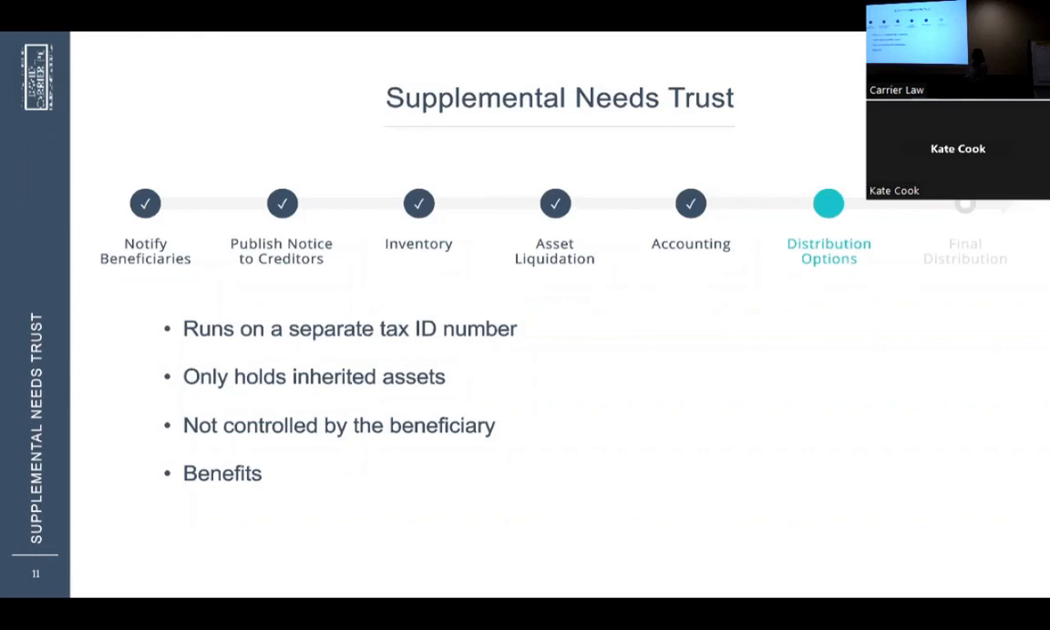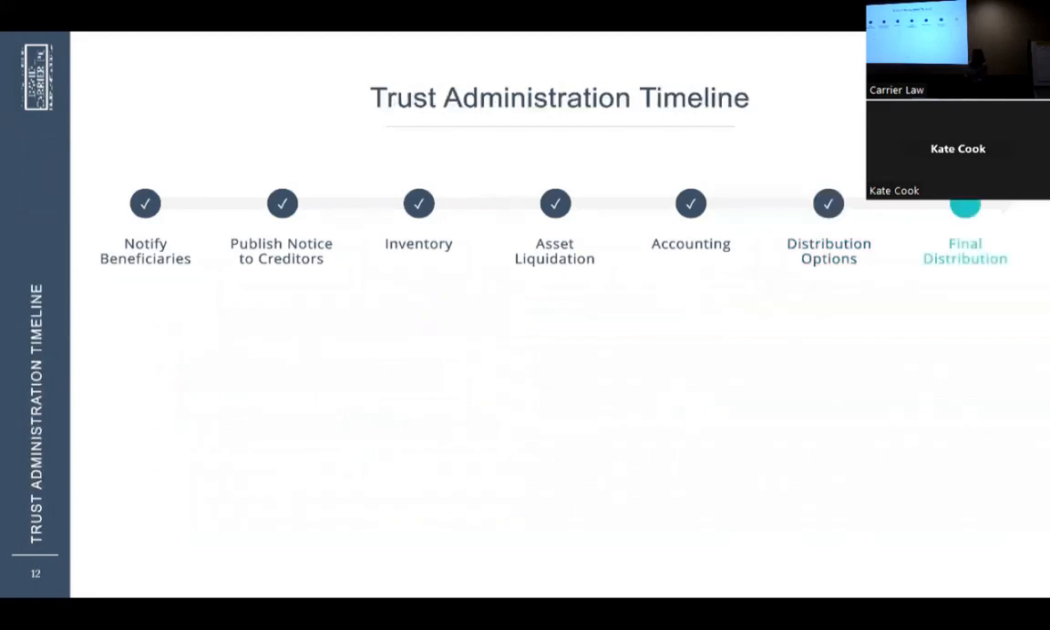The benefits of this are very similar to the benefits of the separate share trust. It has automatic creditor protection. So if you're somebody who has a lot of potential creditors, they can't access this money. It also is great for if you are receiving any sort of income-based government benefits or disability. Your benefits will not be impacted by your inheritance.